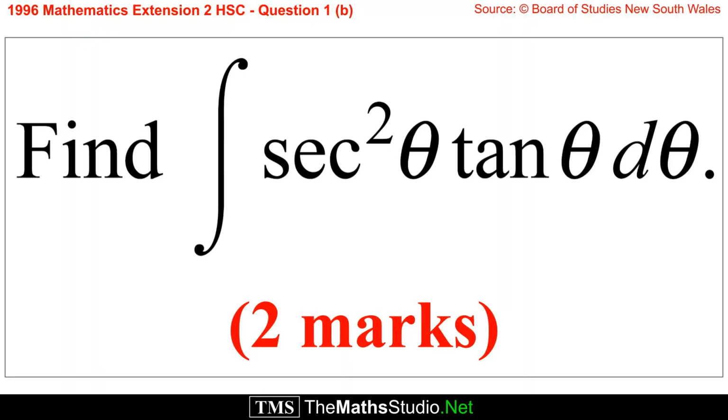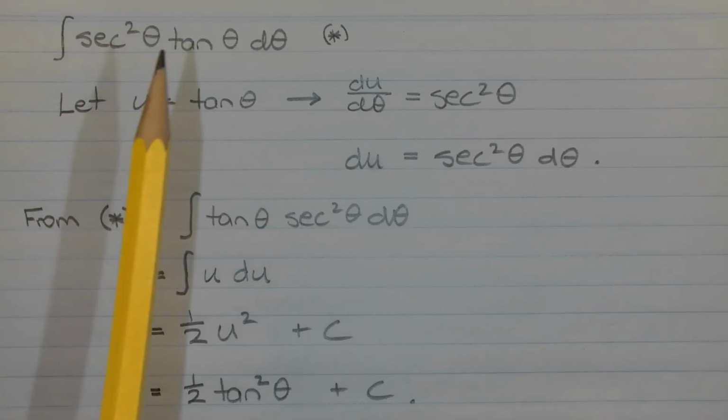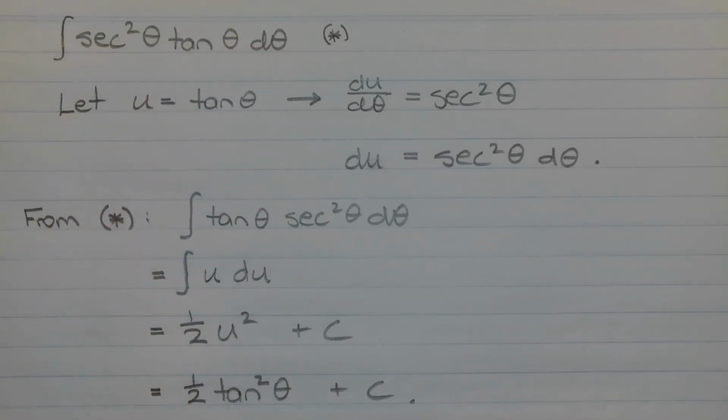Question 1, Part B. Find the integral of sec² theta tan theta d theta. Looking at the integrand, we have a product of two functions where one function is the derivative of the other. If we differentiate tan theta with respect to theta, we get sec² theta. So we can integrate an expression in this form using an appropriate substitution.